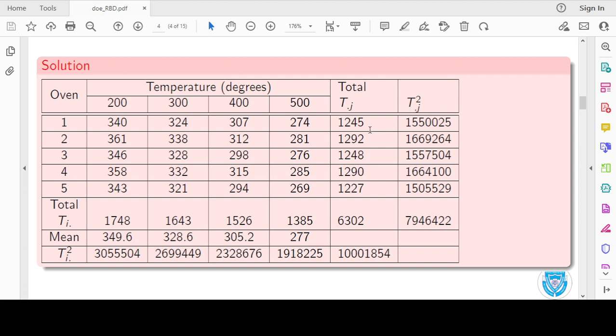T dot j square means this sum, its square we have obtained here, and likewise all the squares. This is the total of all these squares of the treatment totals here. Similarly we have obtained the block total squares and the treatment total squares, and this is the total of the Ti dot squares here.